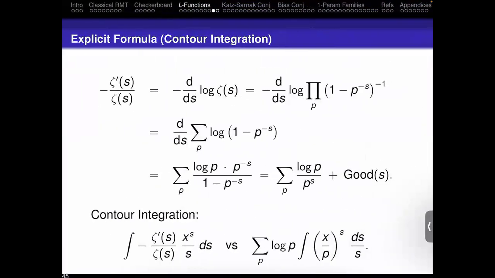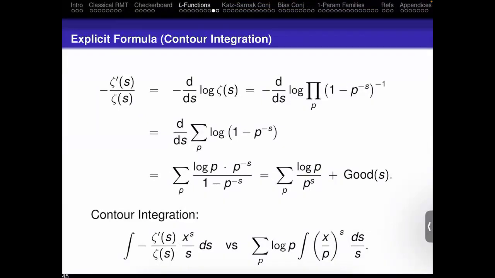And now when I do my contour integral, if I integrate against x to the s over s, when I shift my contour, I'm going to get a contribution from the pole of the zeta function, which will give me an x. And if all the zeros are on the line with real part 1/2, those will give me something of size x to the 1/2. And then over here, I'm going to get this weighted sum of log p. And this is essentially the prime number theorem.